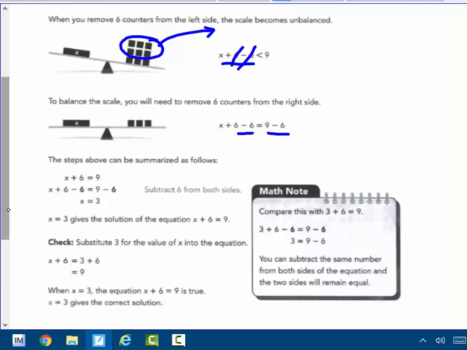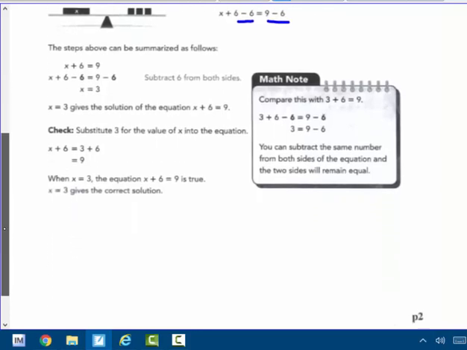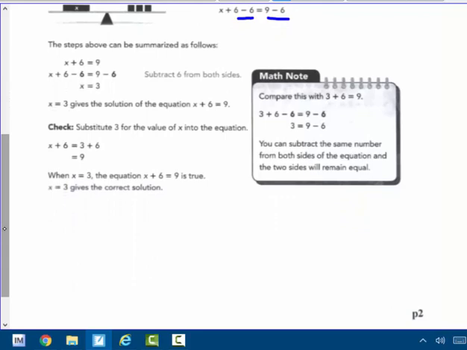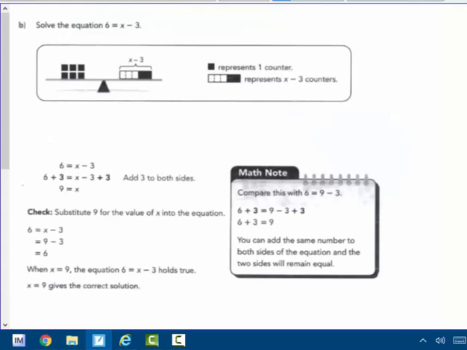The book does it horizontally like this. I'm going to do it vertically. And you can see that x equals 3. So subtracting 6 from both sides, we've solved the equation, and the solution is x equals 3. We can check that. Substitute the 3 back in for the value of x, and yes, we've known for a long time that 3 plus 6 equals 9. So getting you to see the idea of balancing an equation, that's what this is all about. Get the mental picture that goes along with this.